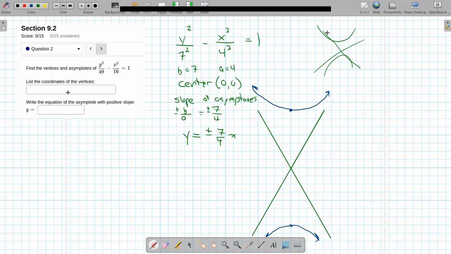So it looks like list the coordinates of the vertices. So it's centered at 0, 0. So x equals 0, y equals 7 should be one of those. And the other vertex should be 0, -7. And the equation of the asymptote with the positive slope would be y equals 7/4 times x. Let's graph to confirm.